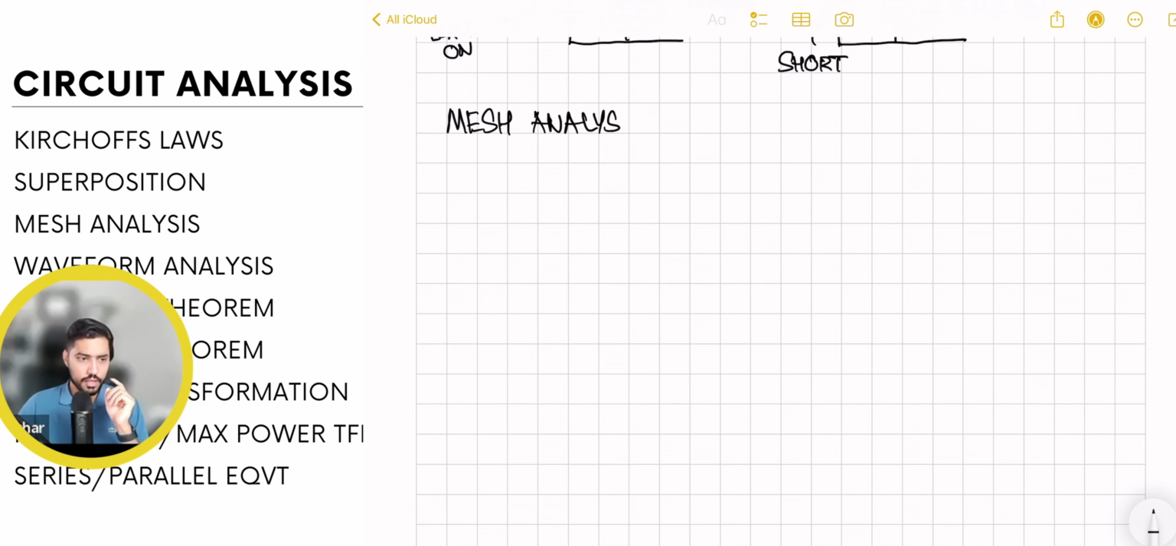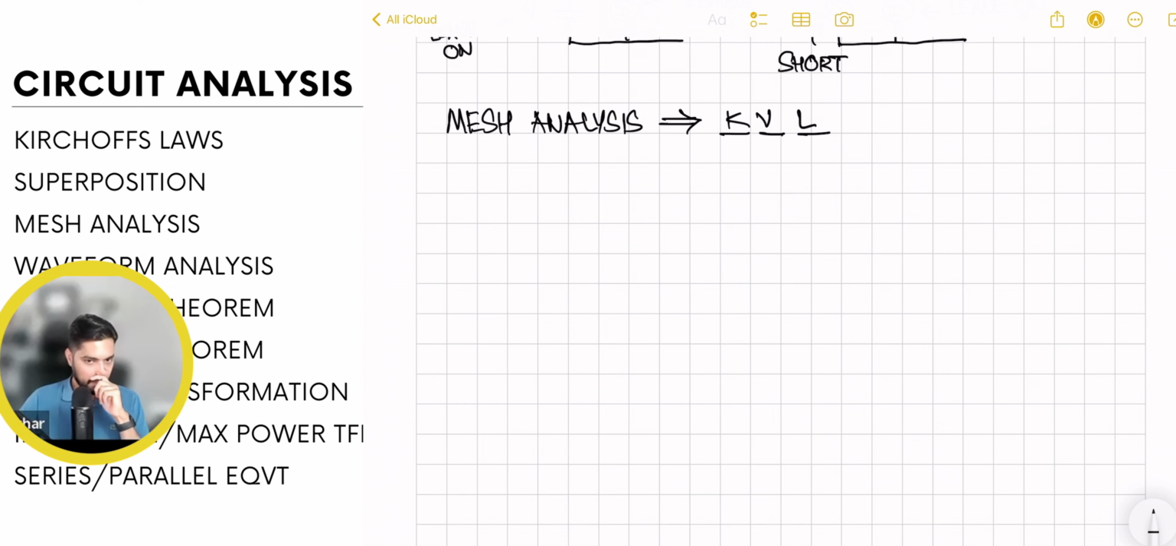Mesh analysis. A couple of things that you need to remember about mesh analysis is, first of all, mesh analysis is basically just an extension of KCL or KVL. What do you guys think? Mesh analysis is an extension of KVL.